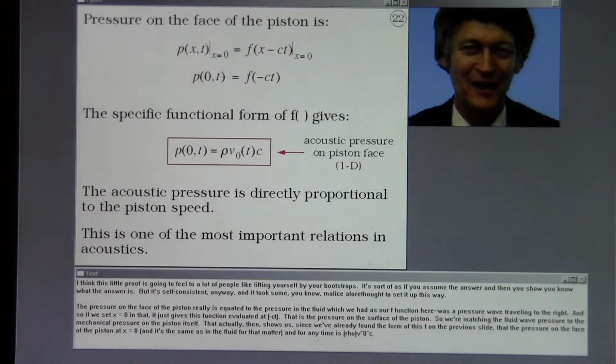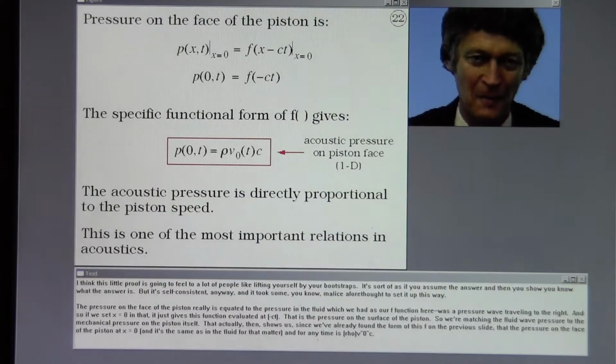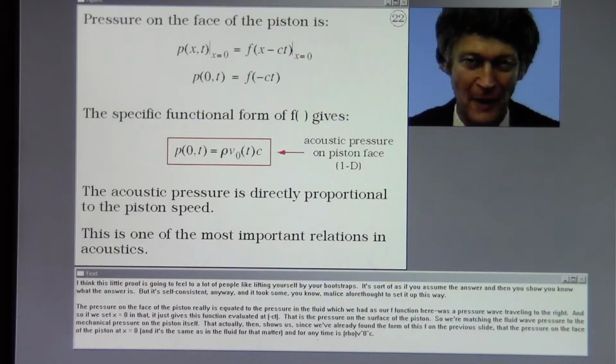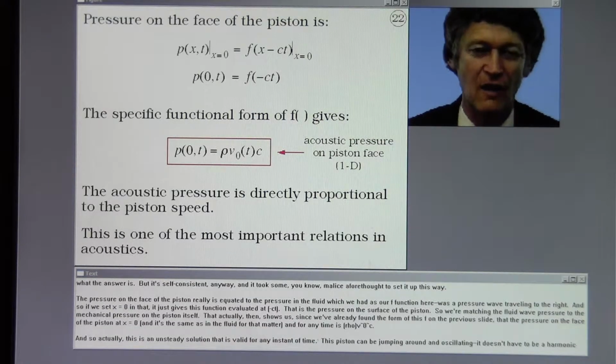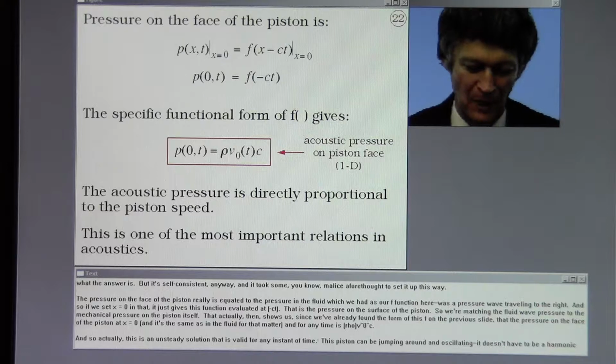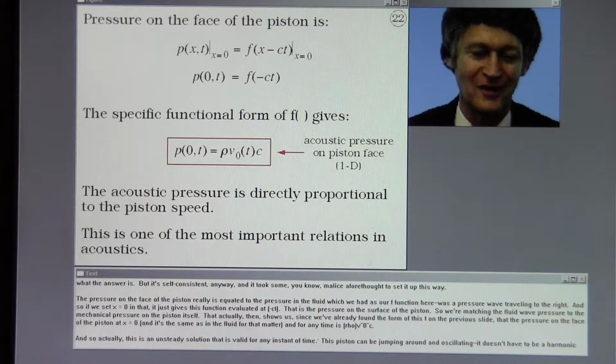I think this little proof is going to feel to a lot of people like lifting yourself by your bootstraps. It's sort of as if you assume the answer and then you show you know what the answer is. But it's self-consistent anyway, and it took some malice aforethought to set it up this way.